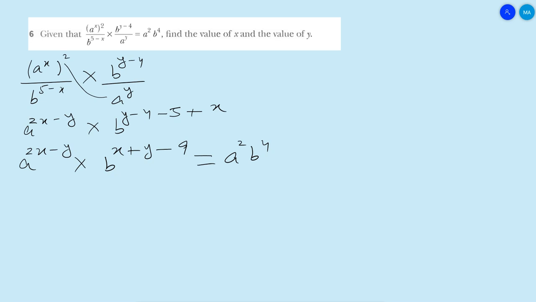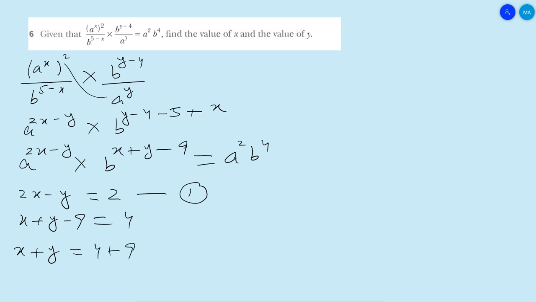Now, apply the rule of indices. If the bases are same, then powers are equal. And if the powers are same, then bases are equal. So bases are same. This is a power 2x minus y is equal to, this is a square. So this is equation number 1. Similarly, b power is x plus y minus 9, and this is b power 4. And you can write this x plus y, move this minus 9 to the other side, it will be plus 9. So x plus y, 9 plus 4 is 13. Equation number 2.